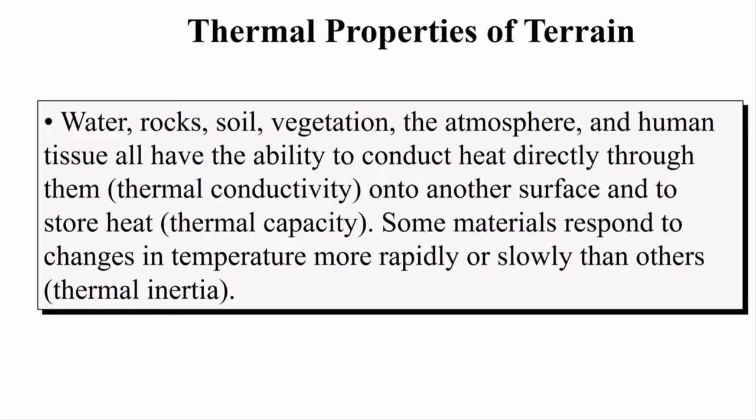Now, after seeing the factors which are influencing the emissivity, we are going to talk about the thermal properties of the terrain. Here we are going to see that water, rock, soil, vegetation, the atmosphere and the human tissues all have the ability to conduct heat directly through them. That is known as thermal conductivity. And the capacity to store heat is the thermal capacity.